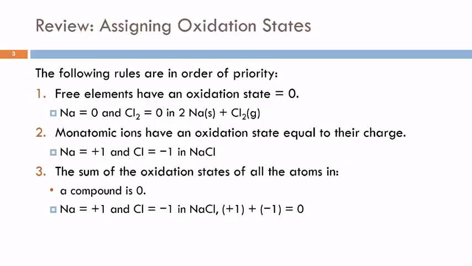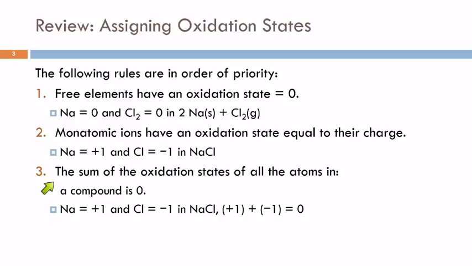Let's review oxidation states. The rules go in order of priority. So if you have conflicting rules, the first rule wins. So free elements always have oxidation states of 0. Monatomic ions have an oxidation state that's equal to their ionic charge. So oxidation state and ionic charge are sometimes the same number, but be very clear that they are not the same concept, okay?